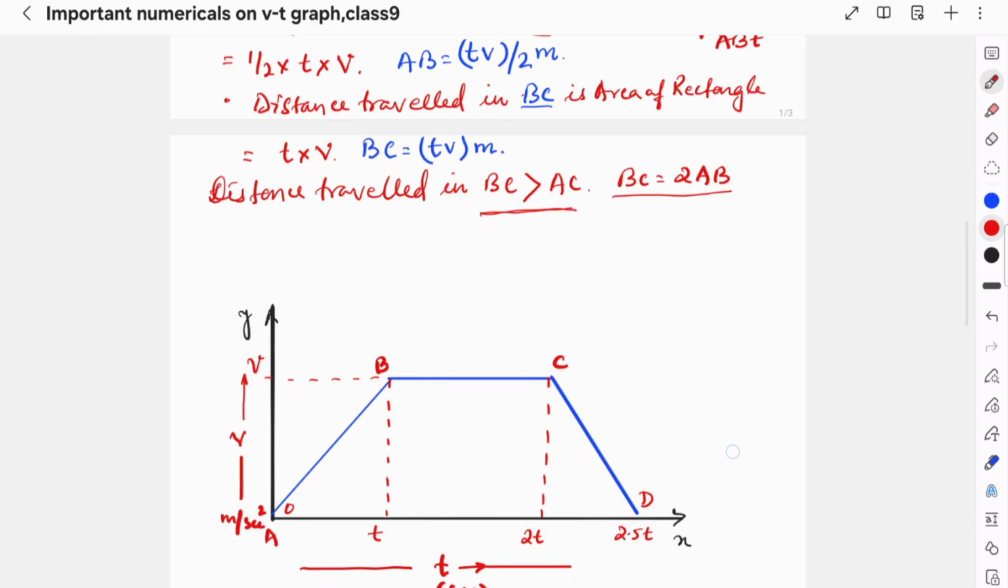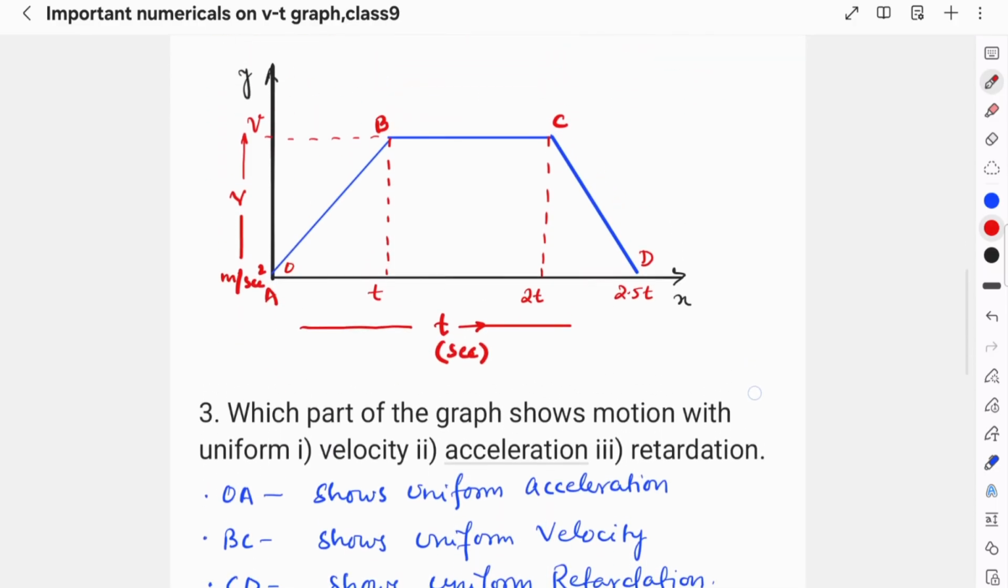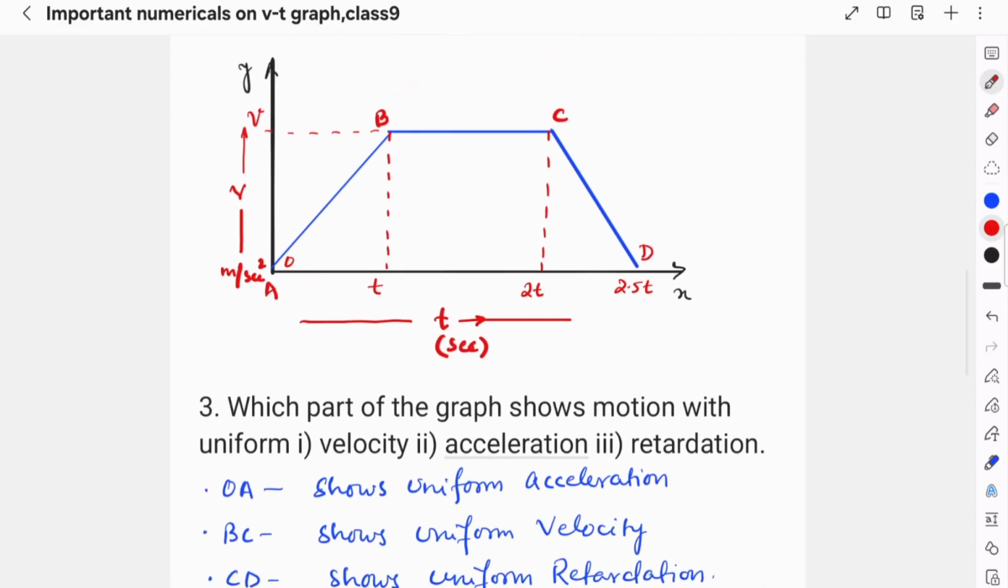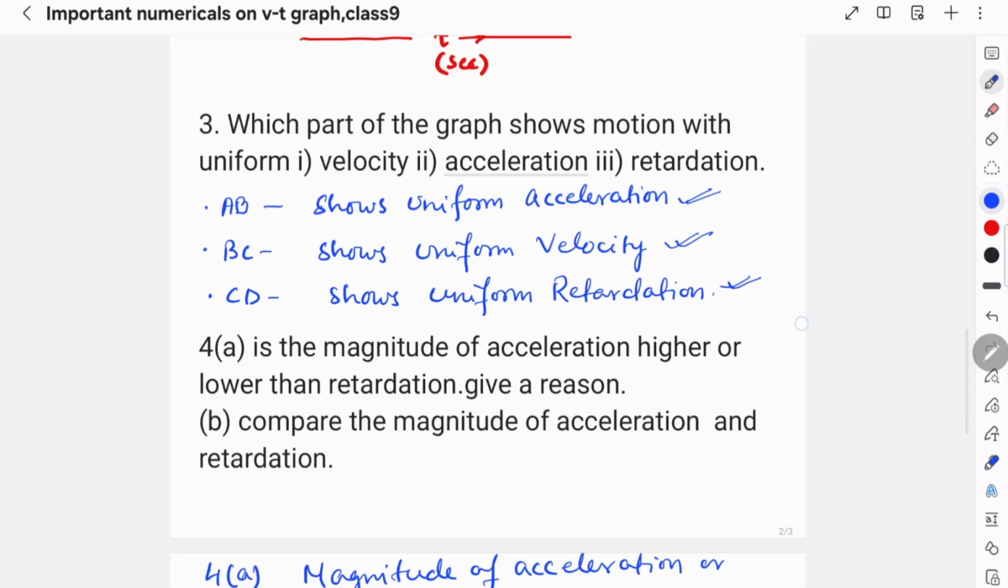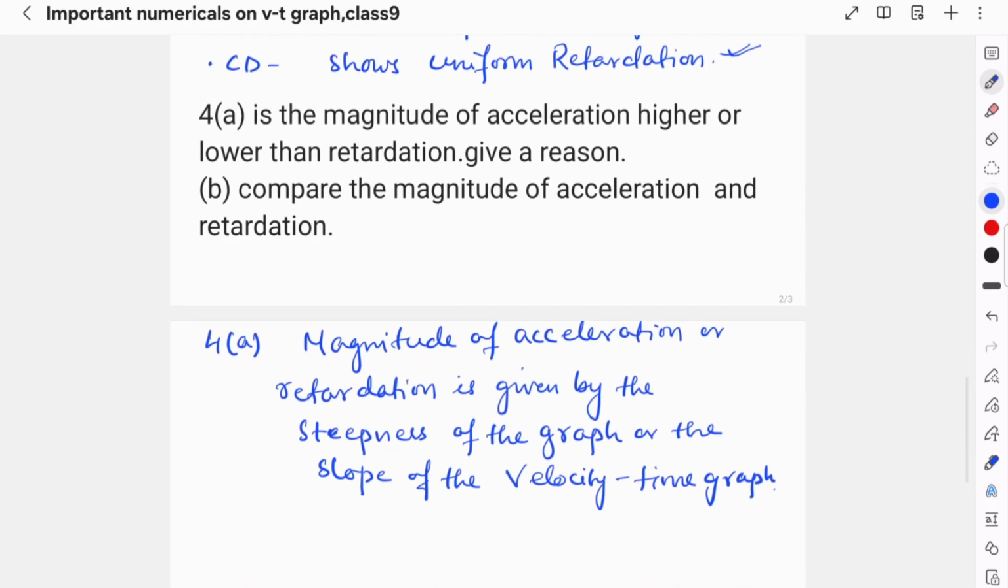Now let's see the next question. Now they are asking which part of the graph shows motion with uniform velocity, acceleration and retardation. So in this case, AB shows uniform acceleration, BC shows uniform velocity and CD is showing uniform retardation. Okay, now see the next question they are asking, is the magnitude of acceleration higher or lower than retardation? Give a reason.